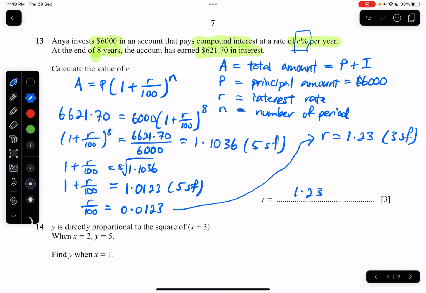So if we look at it, this particular investment is actually paying 1.23% compounded per year, and in this case N is 8. Your A will include your principal plus your interest given in the question, so it will be 6621.70, the principal amount is 6,000, and we are supposed to find R. The key to this question is how you move from this step to the next step. We have to find the 8th root. This particular step over here is the key.